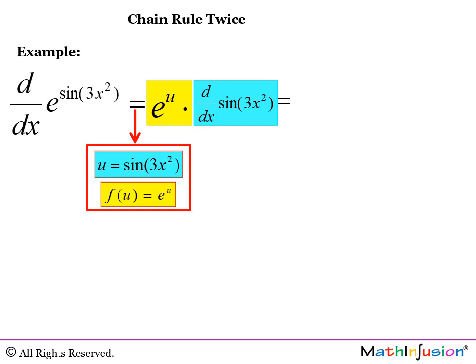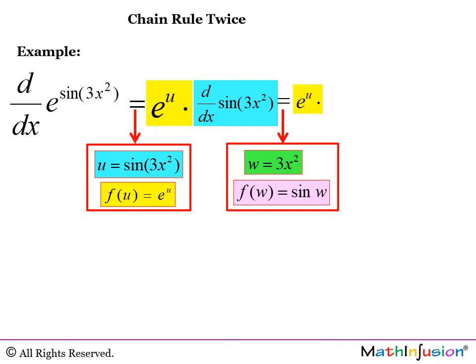So let's now focus on d/dx of sine of 3x to the power of 2. The inner function here is 3x to the power of 2. I'm going to call it w because I already was using the variable u. And the outer function is sine of w. So now I'm going to replace d/dx sine of 3x to the power of 2 by the derivative of the outer function, which is cosine w, times 3x to the power of 2, differentiated, and you get 6x.